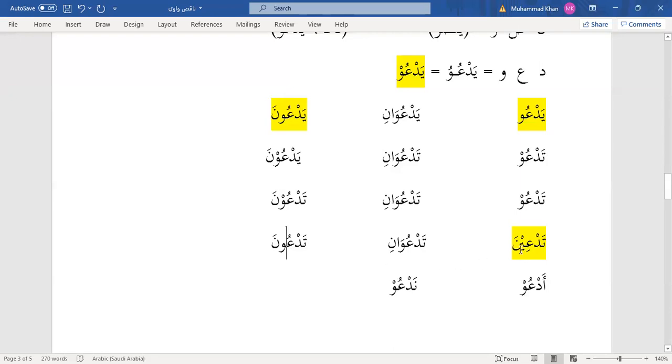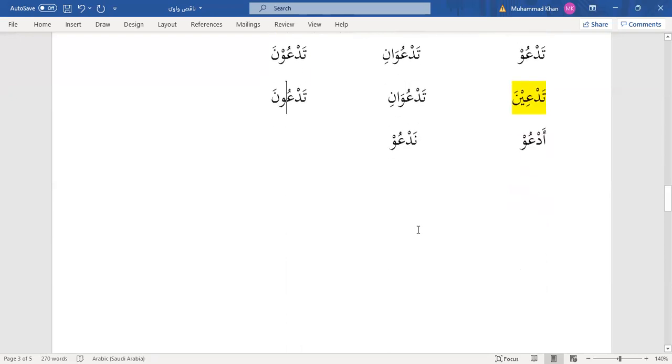Then here, it was tad'una, as you know, and then the first waw dropped, and then we have to bring in kasra because kasra is compatible with ya, and it has become tad'ina. So these changes we discussed yesterday. This is just a review.